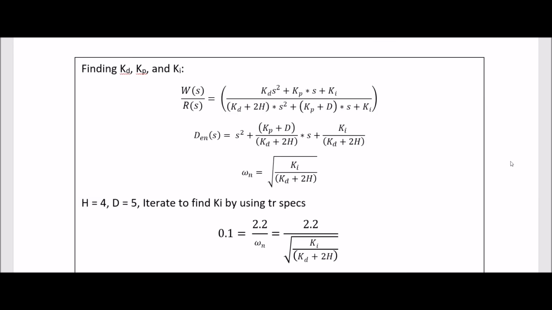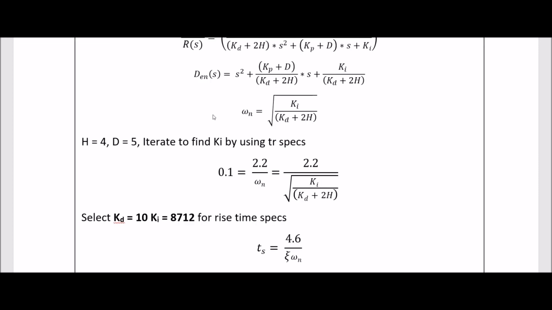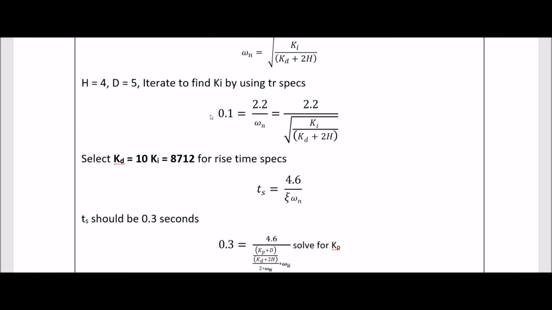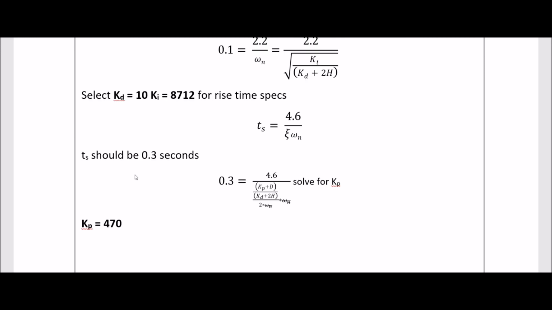So we're going to find Kd, Kp, and Ki. So here we have our transfer function. We're going to take the denominator and divide out the coefficient in front of s squared across the whole equation to get this, which gives us omega is equal to the square root of Ki over Kd plus 2/8 times h. And we know h is equal to 4, d is equal to 5. Those are our presets that we found previously. And we're going to iterate to find Ki by using the rising time specs of 0.1 is equal to 2.2 over our omega. Plug in our omega equation. We're going to get Kd is equal to 10 and Ki is equal to 8,712.